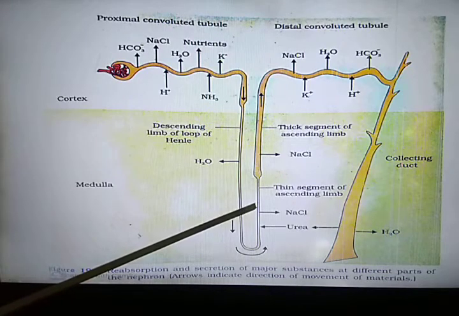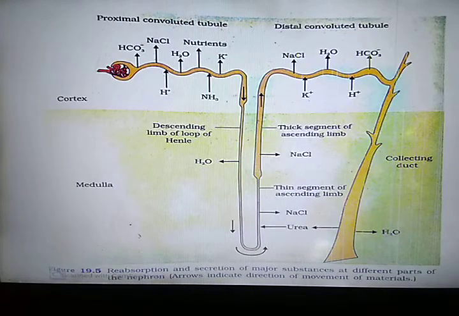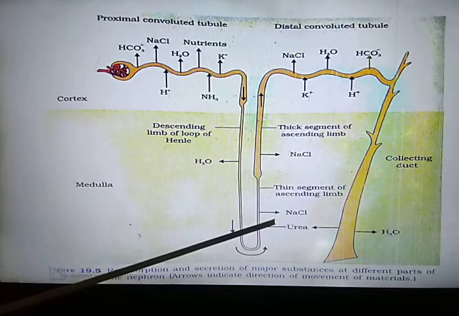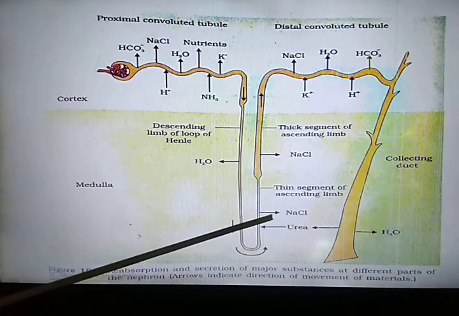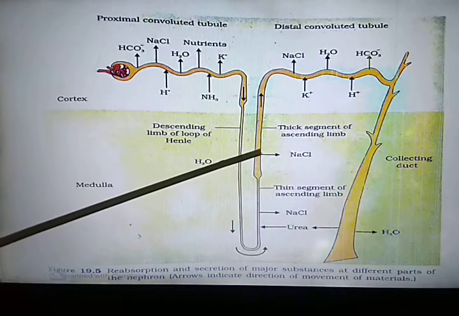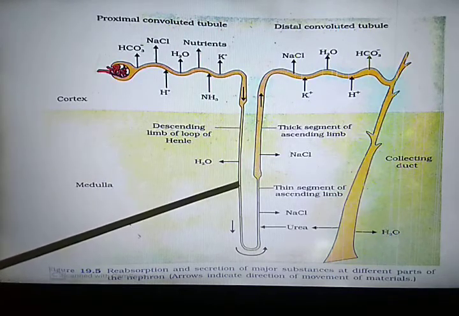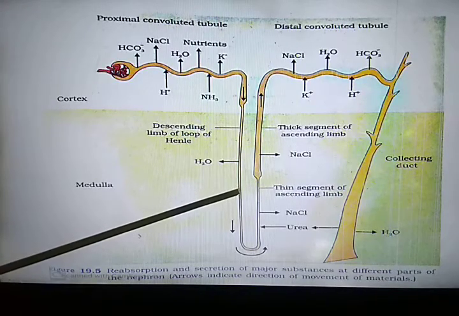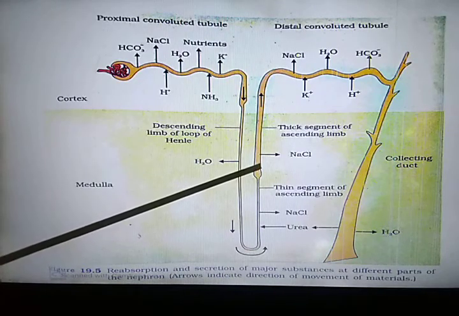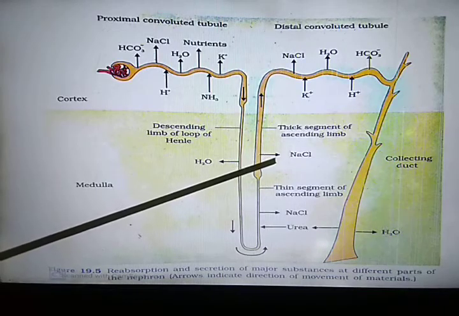Now this hypertonic fluid reaches the thin ascending limb. The thin ascending limb is impermeable to water and permeable to solutes. So reabsorption of sodium ion, chloride ion, potassium ion takes place. When the solutes move out, the filtrate present in the ascending limb becomes hypotonic. So the conditions are reversed. Here the filtrate in the descending limb becomes hypertonic, and in the ascending limb the filtrate becomes hypotonic. Hypotonic means the concentration of solute is less as compared to the surrounding fluid.